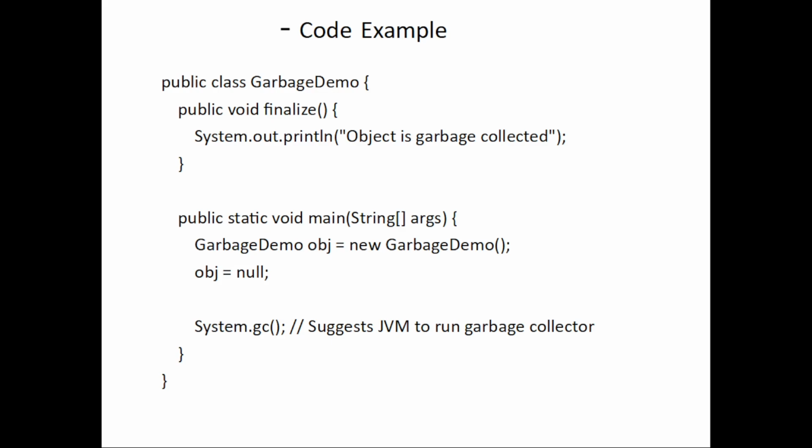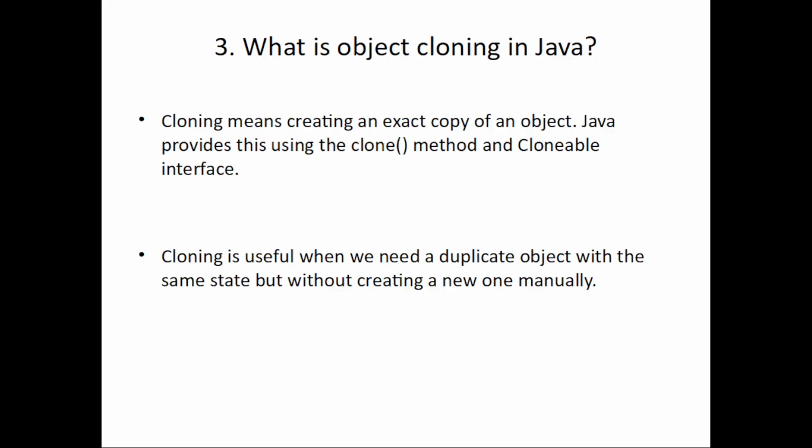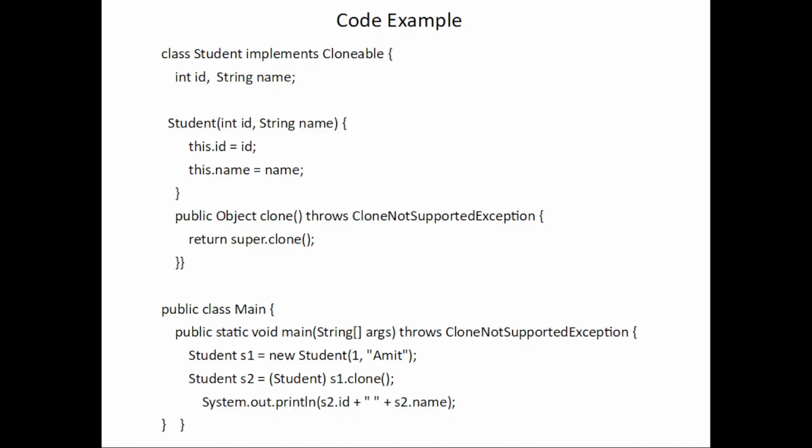Let's see the next question. What is object cloning in Java? Object cloning in Java means creating an exact copy of an object with the same field values, and Java provides a clone method in the Object class. To use it, a class must implement the Cloneable interface. Let's take a look at a code example.